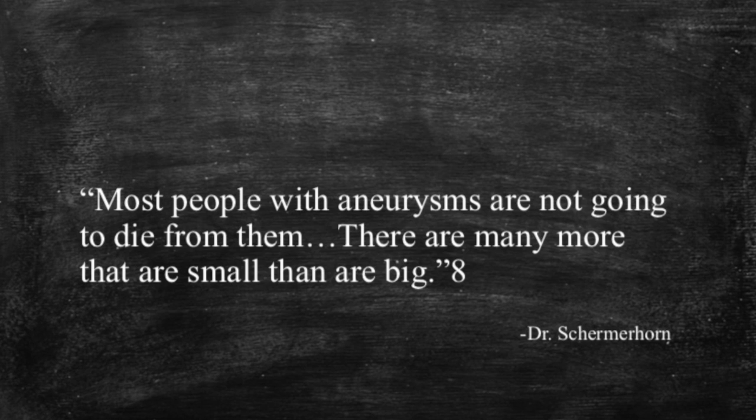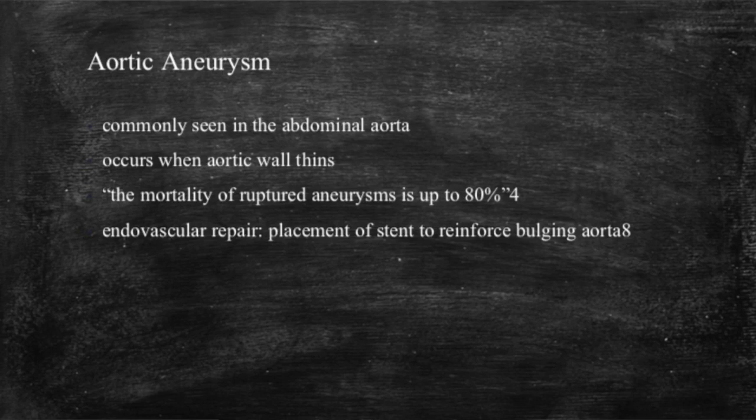According to Dr. Schermerhorn, most people with aneurysms are not going to die from them. There are many more that are small than are big. While this is comforting to hear, large aneurysms can occur and they can be very serious, especially if they threaten to rupture. Aortic aneurysms are most commonly seen in the abdominal aorta and occur when the aortic wall becomes thin and weak. When this occurs, a bulging of the aorta can be seen.